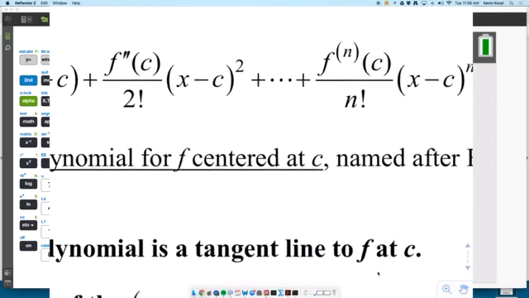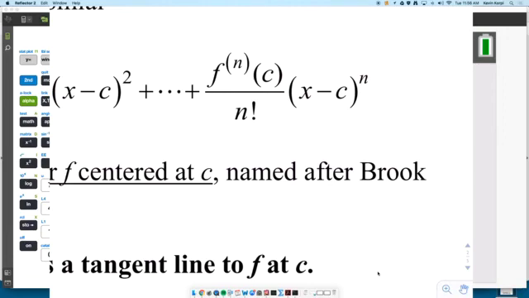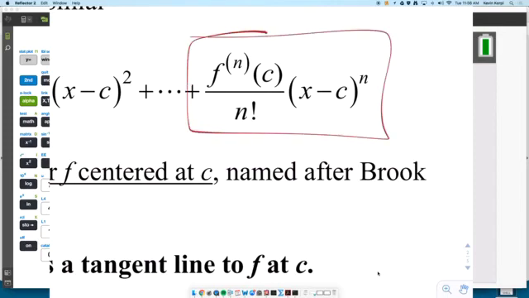Here's how you generate all the rest of the terms. It's now the second derivative over 2 factorial times x minus the center squared. The next term would be the third derivative at the center over 3 factorial times x minus c cubed. The next term would be the fourth derivative at the center over 4 factorial times x minus c to the fourth, so on and so forth. Here in general is what it's going to be. It's the nth derivative at the center divided by n factorial times x minus c to the nth. This little piece right here is all you have to remember.